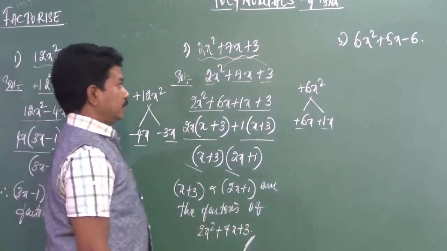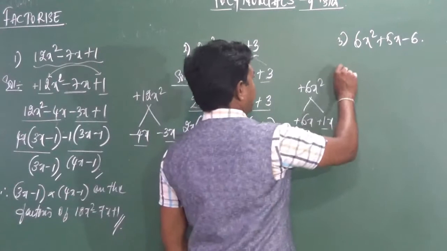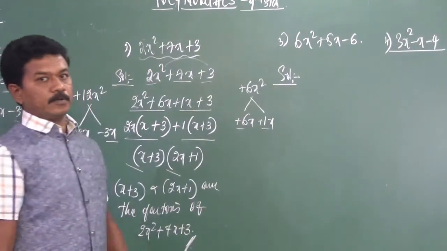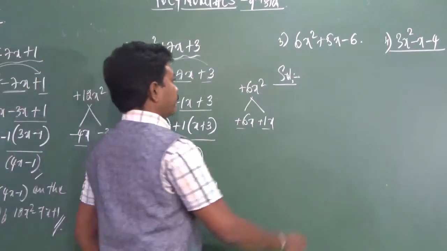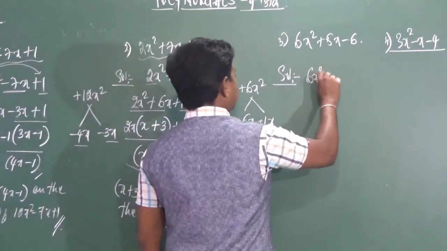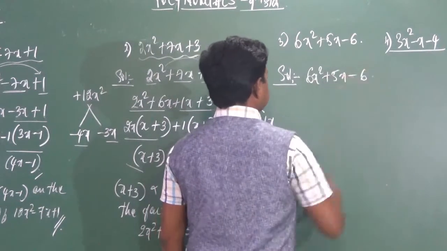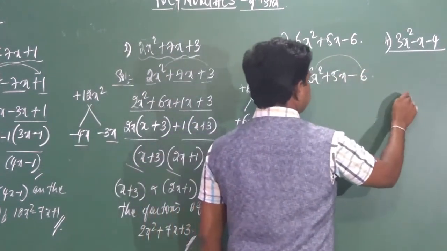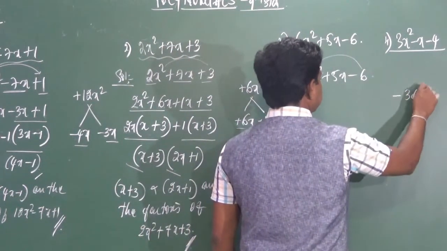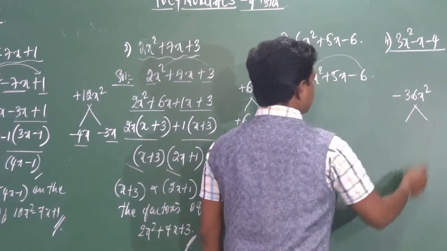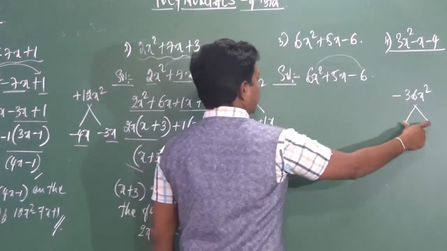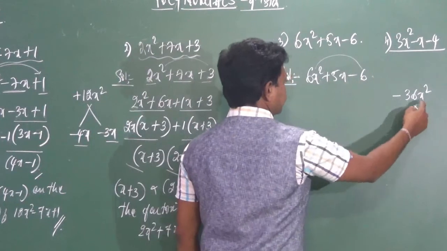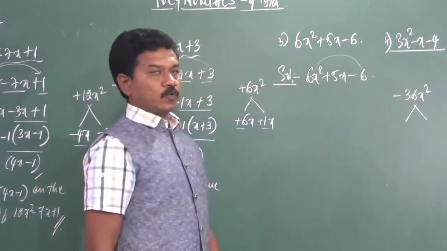Right. So let us get into the third problem. So check whether the given quadratic polynomial is in the standard form or not. Yes, it is in the standard form. So 6x square plus 5x minus 6. So multiply these two extremes. 6x square into minus 6 is minus 36x square. You have to split this into two numbers in such a way that when you add these two numbers you should get plus 5x, and when you multiply these two numbers you should get minus 36x square.